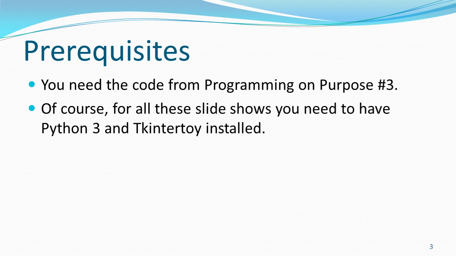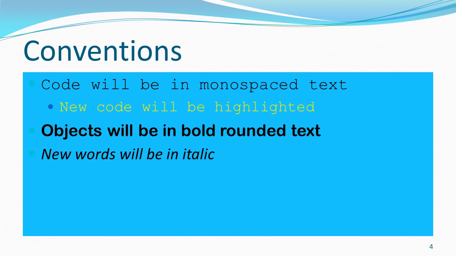You are going to need the code from Programming on Purpose number 3, because that's what we're going to start with. And of course, for all these slideshows, you need to have Python 3 installed and tkintertoy installed. The conventions are going to be the same as the other slideshows. Code will be in a monospaced text. New code will be highlighted. Objects will be in bold rounded text. And new words that I introduce will be in italics.